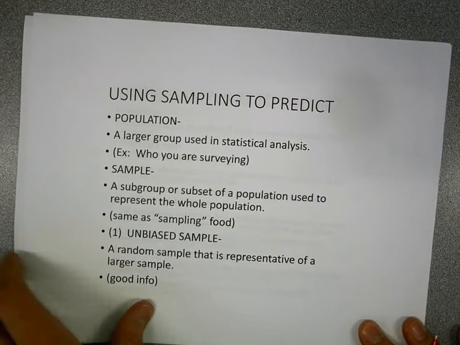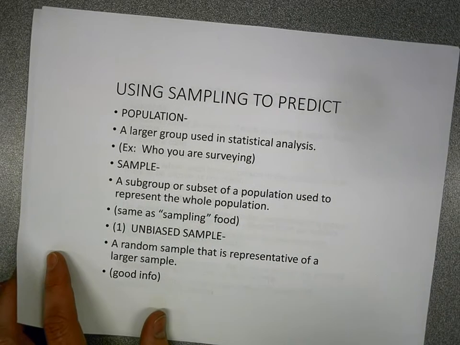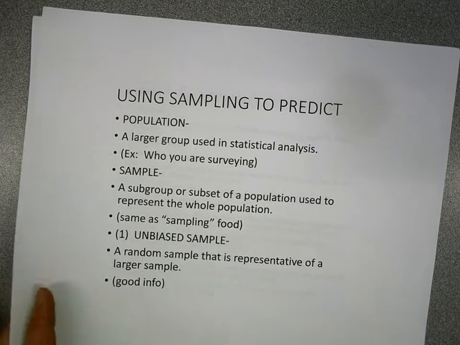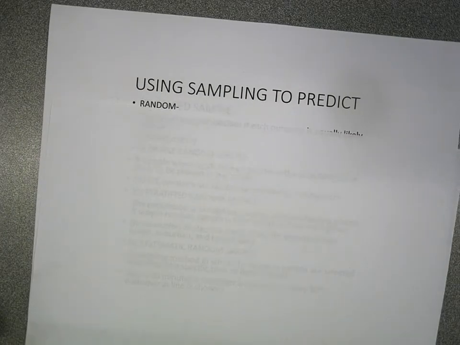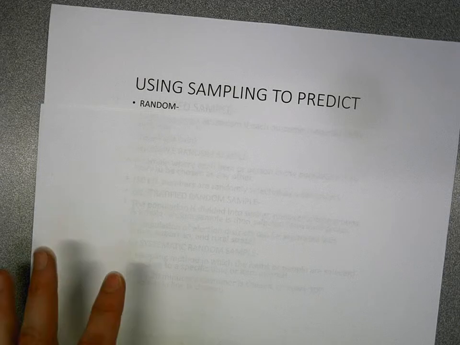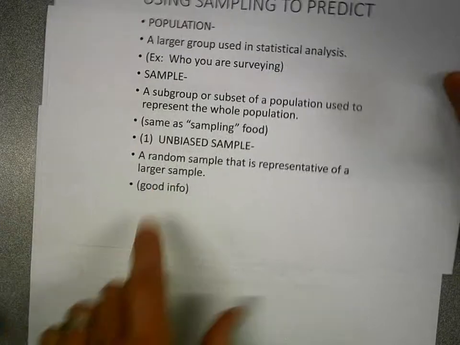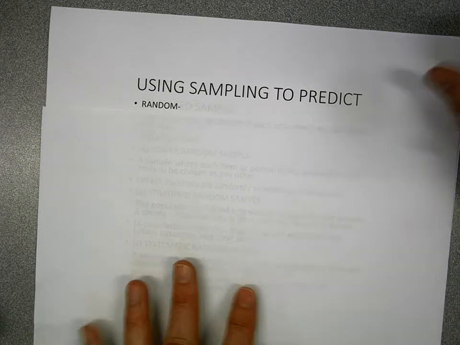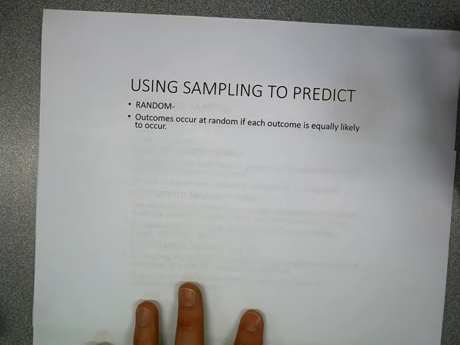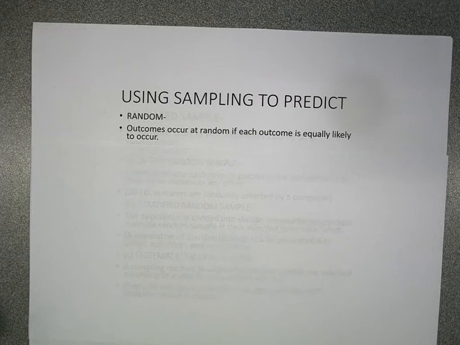Okay, so we're going to talk about what makes a sample a good sample. All right, so here we go. These are all types of unbiased samples. Actually, we're going to start with just defining. Remember, unbiased sample said it's a random sample. So let's take a quick second and define that word, random. Everyone? Random. Okay. This is when outcomes occur at random. It says outcomes occur at random if each outcome is equally likely to occur.